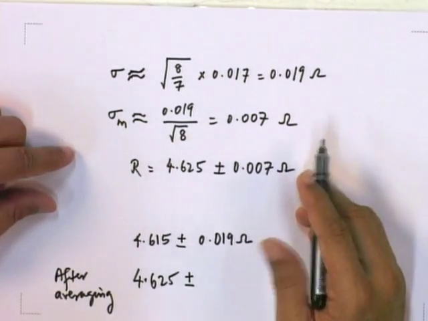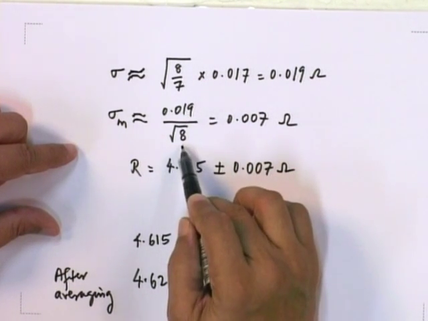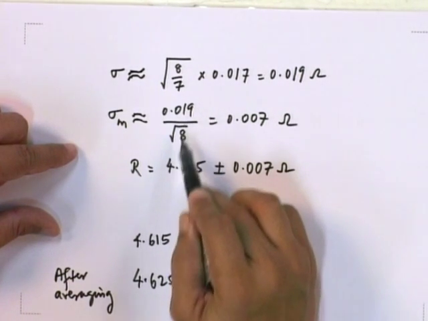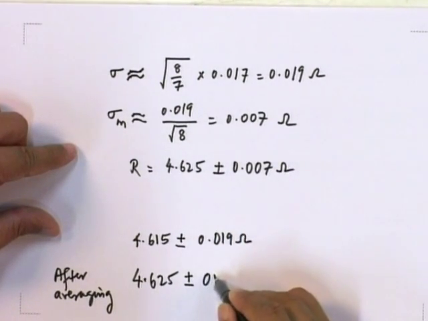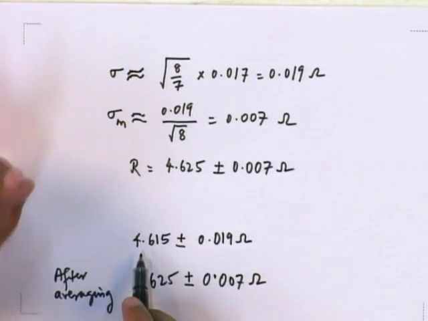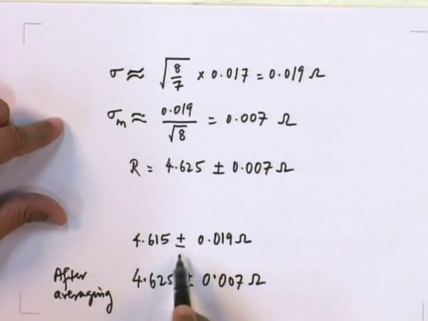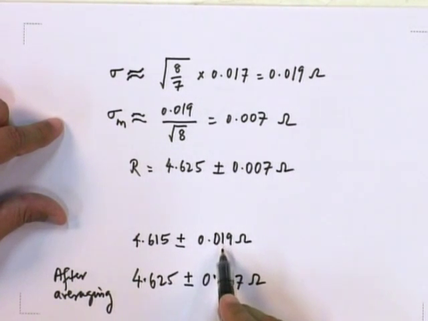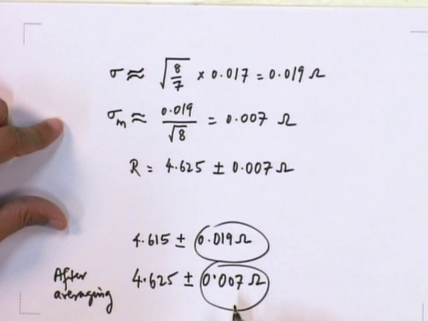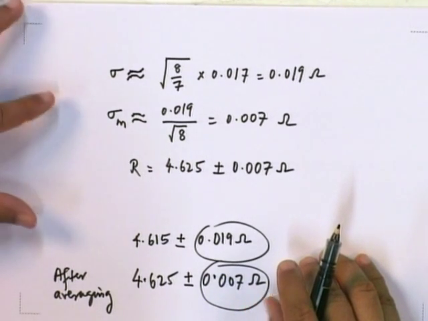That will be given by sigma m, the formula for which was sigma divided by square root of n. So that is how the number of readings is reducing your error in the mean. So 0.019 by square root of 8 gives you 0.007. So if you were to take only one reading, then you should report your reading as 4.615 plus or minus 0.019. But after averaging 8 readings, the result is 4.625 plus or minus 0.007. So this quantity is less than that quantity. Okay, that is the advantage you have gained by averaging. This is how averaging reduces the random error.